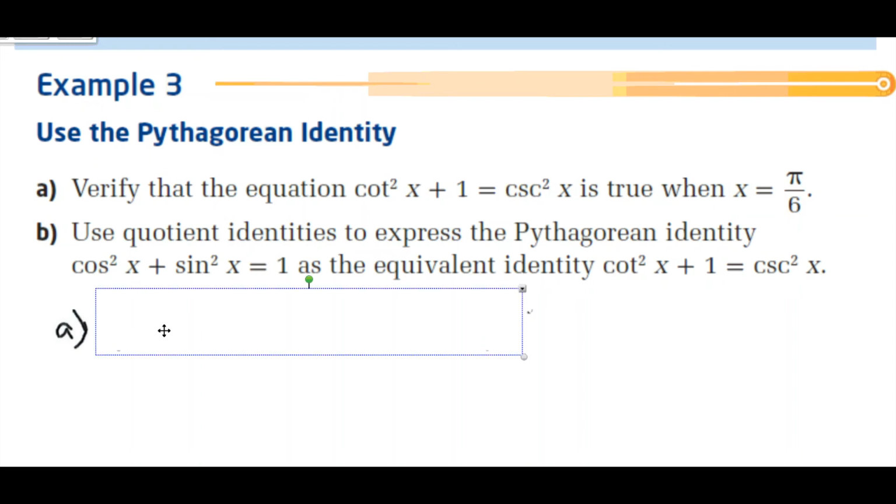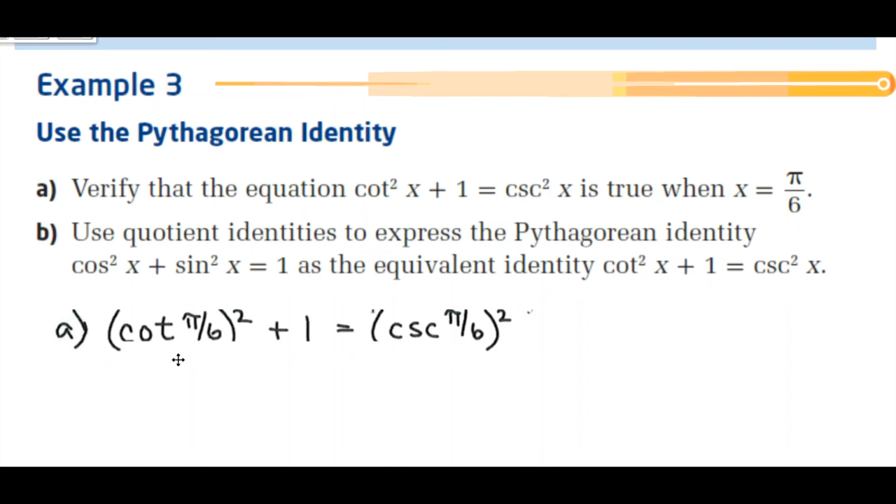So first thing we're going to do is write out our equation. So cotangent of pi over 6 squared plus 1 equals cosecant of pi over 6 squared. So all I did was I replaced my x with my pi over 6. The other thing I did was I said cotangent pi over 6, whatever number that's equal to, I'm going to take that and I'm going to square it afterwards. So I did kind of rewrite that squared outside of the brackets.